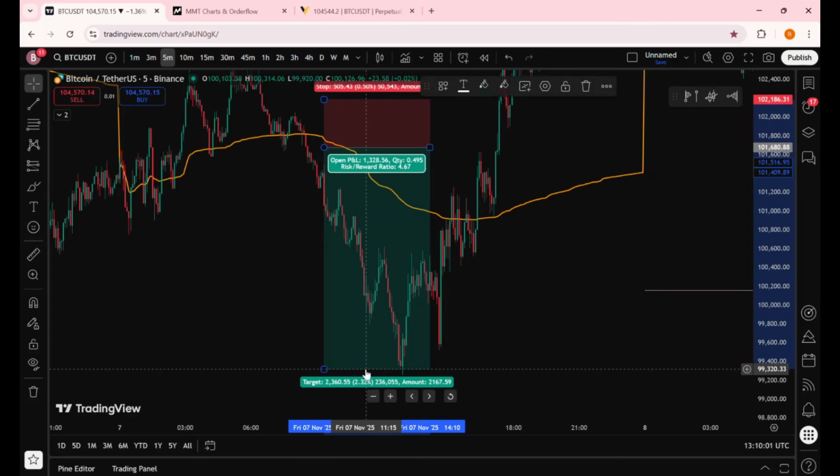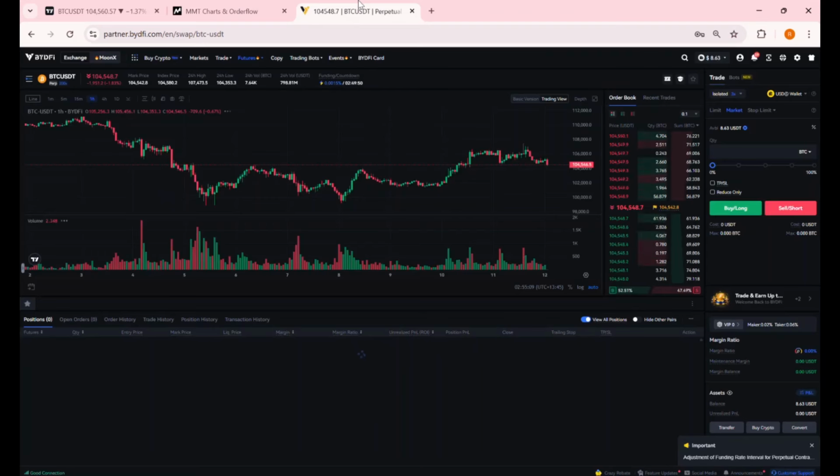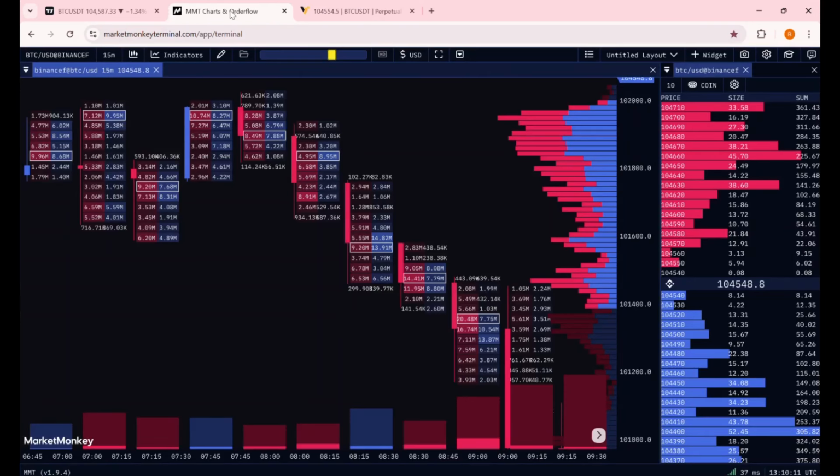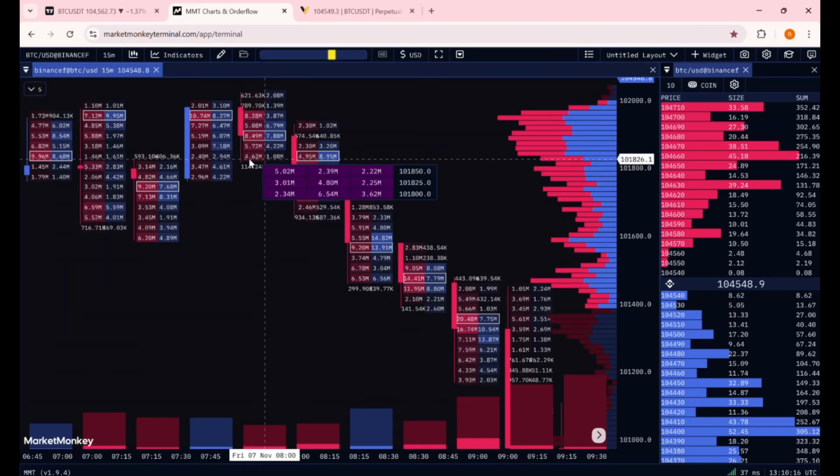The VWAP is a very, very good strategy with this. Then you need to be using an exchange like this that can execute the trades very, very fast. So that's how you short BTC safely, using order flow to do a day trade.